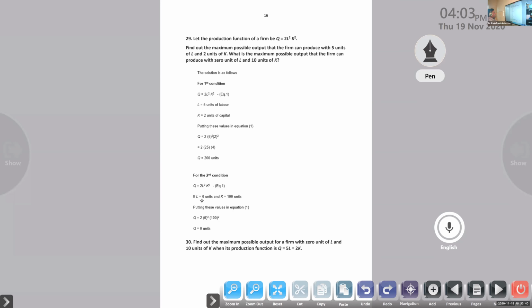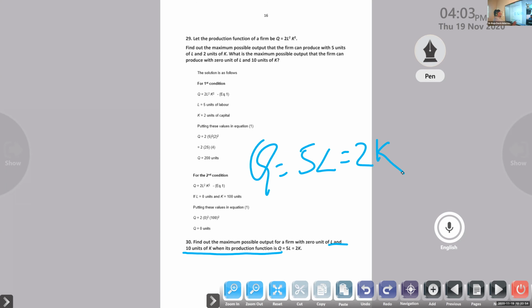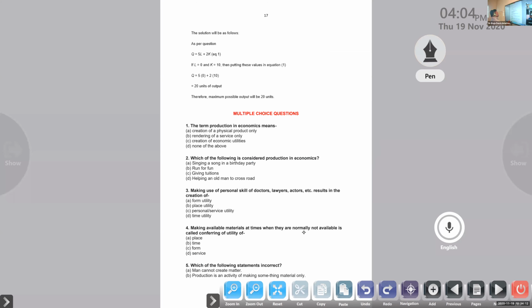Next one: find the maximum possible output for a firm with 0 units of labor and 10 units of K. Its production function is Q = 5L + 2K. Not an equal-to mark, it is 5L and 2K. Clear? I want you to understand one thing here, whether the production is 0 only, right? Come to the calculation here.